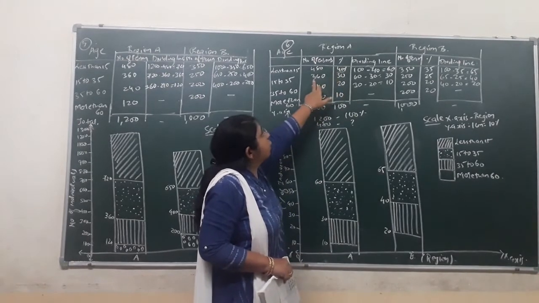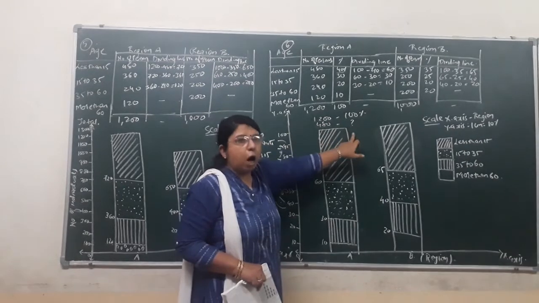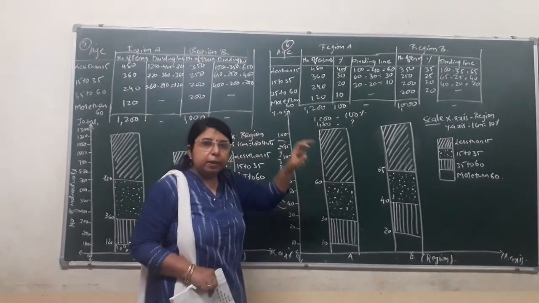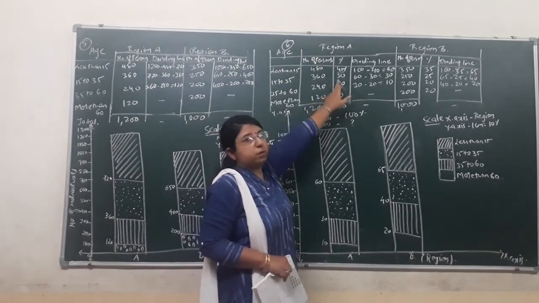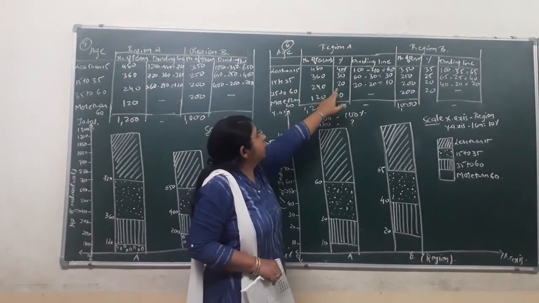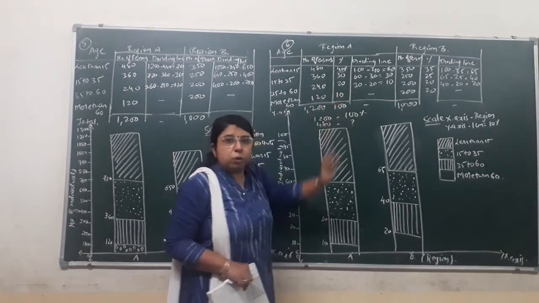The same way you have to count for 360. For 1200, that is 100%. Then for 360, how much? So 360 multiply by 100 divide by 1200. Then you will get 30%. In the same way, for 240 it would come to 20%. Then for 120, it would come to 10%.